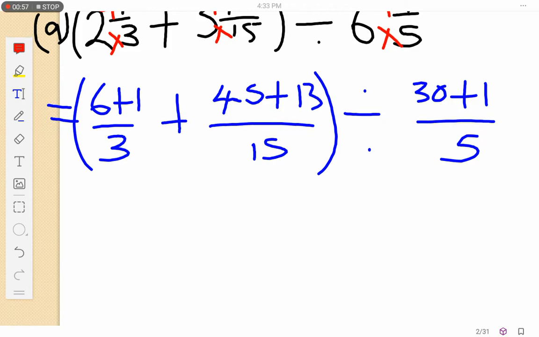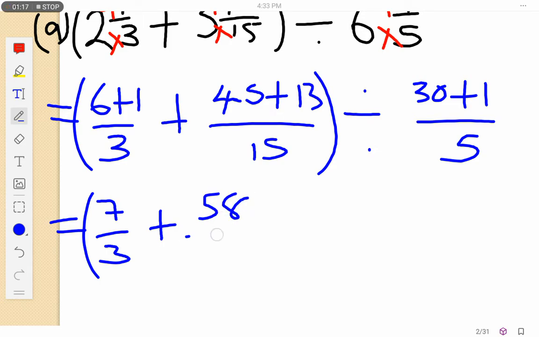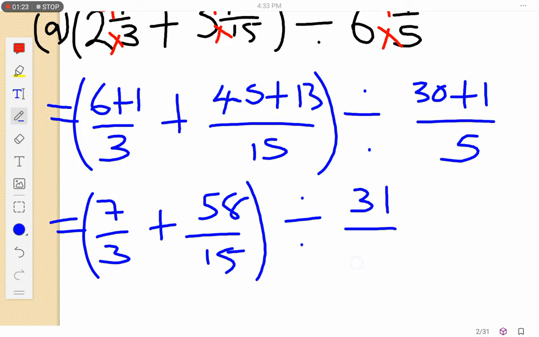Now we have that, let's simplify. 6 plus 1, what do we get? We get 7. So we have got 7 over 3 there, plus 45 plus 13, we get 58 over 15. Okay, then it is dividing by 30 plus 1, we get 31 over 5. Now let's find the lowest common multiple for these two.